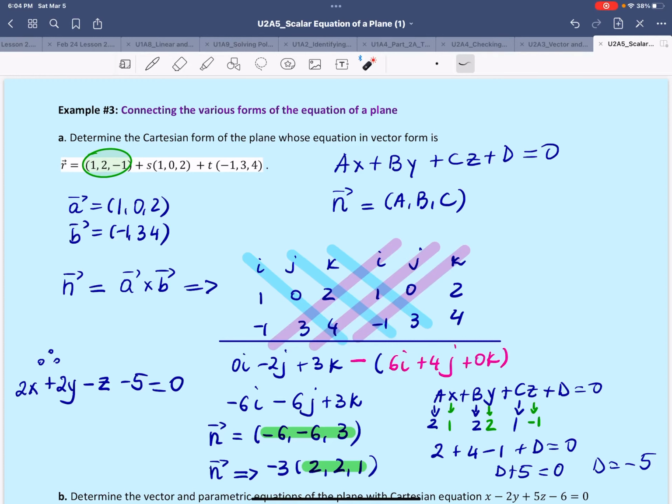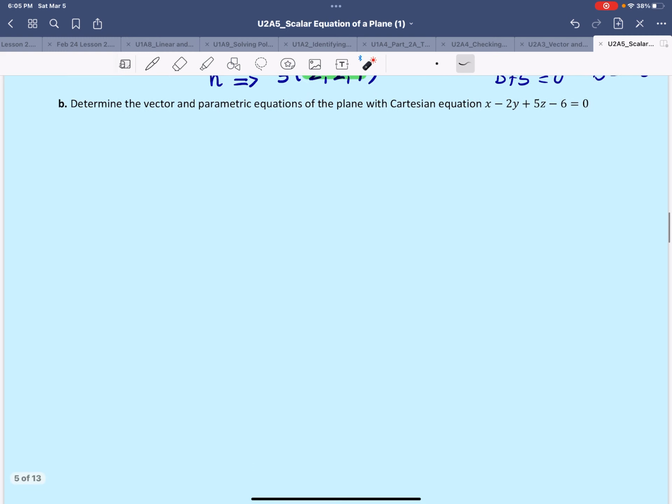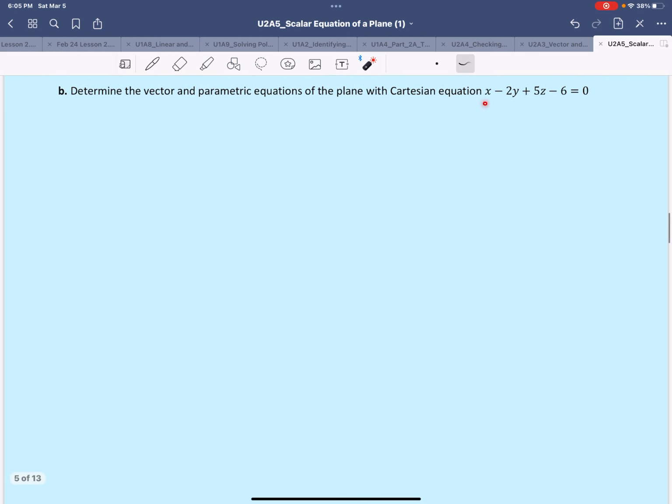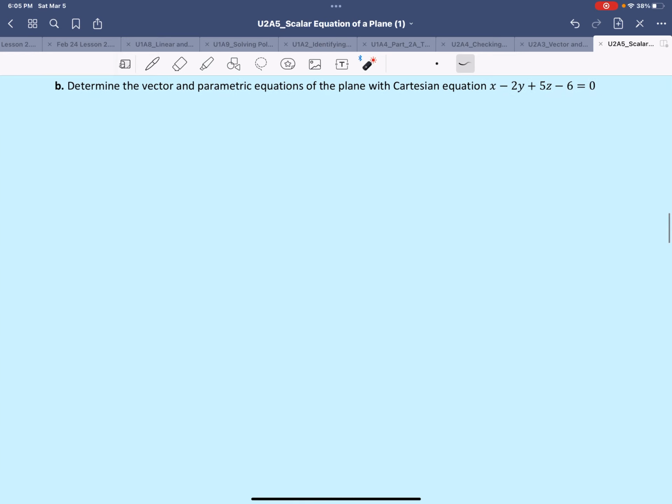Welcome back to example number 3. Remember that in 3a, we were given the equation in vector form and we found the equation of the plane in scalar form or Cartesian form. Now, in example 3b, we are given the equation in scalar form and we have to determine the equation in vector form. So we have to find something in the form x, y, z equals x0, y0, z0 plus multiplier direction vector a and direction vector b.